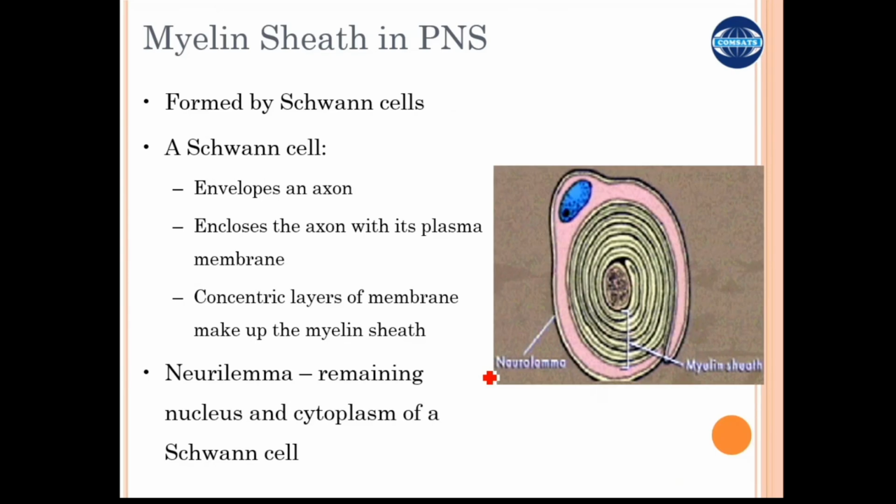So, the myelin sheath in the peripheral nervous system. Remember there are two types of nervous systems, the central nervous system and the peripheral nervous system. In the peripheral nervous system, this myelin sheath is formed by the specialized neuroglial cells, the Schwann cells. It envelops an axon, enclosing the axon in its plasma membrane, and then it wraps around in concentric circles. See, this is the membrane of the cell wrapping around in circles and circles so that it can insulate this whole axon. Once that whole cell is wrapped around the axon, this membrane is called the neurolemma.